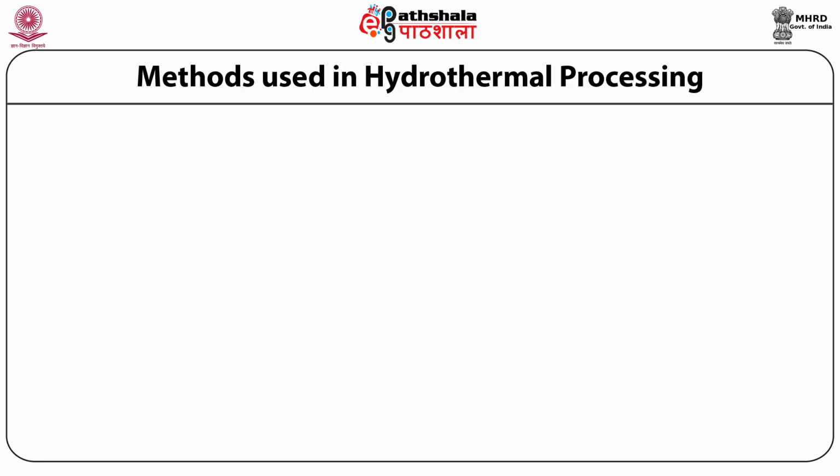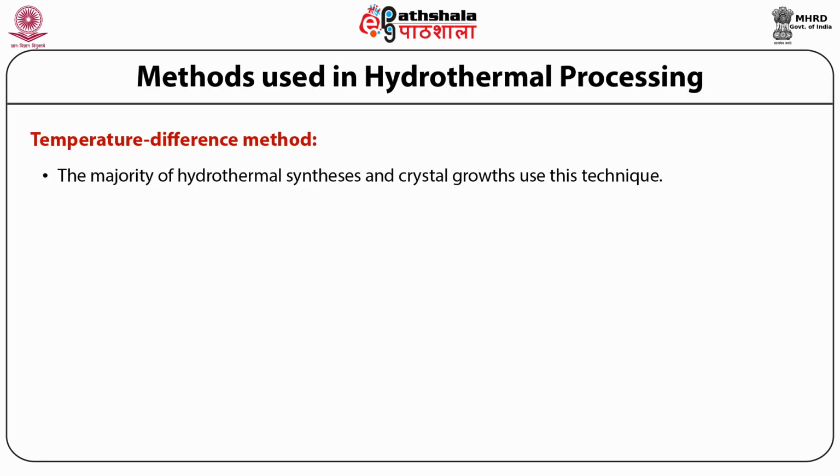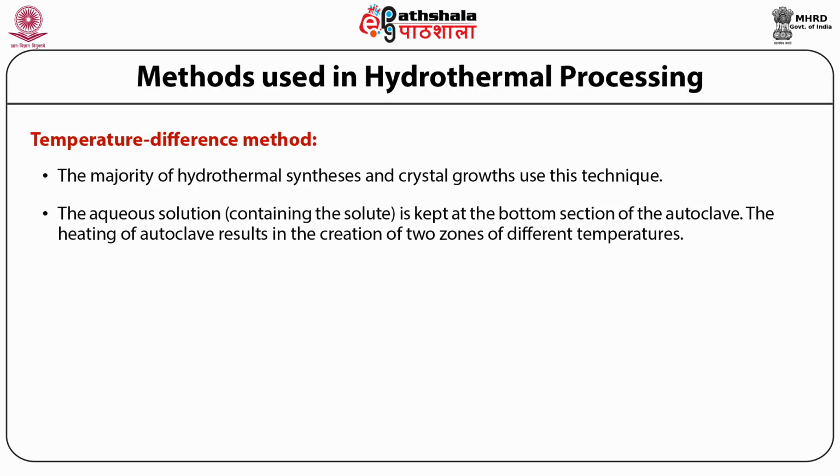The first one is the temperature difference method. The majority of hydrothermal synthesis and the crystal growths use this technique. The temperature inside the crystal growth region is reduced to achieve supersaturation. The aqueous solution, which is containing the solute, is kept at the bottom section of the autoclave. The heating of autoclave results in the creation of two zones of different temperatures. The solute particles dissolve in the hotter zone.